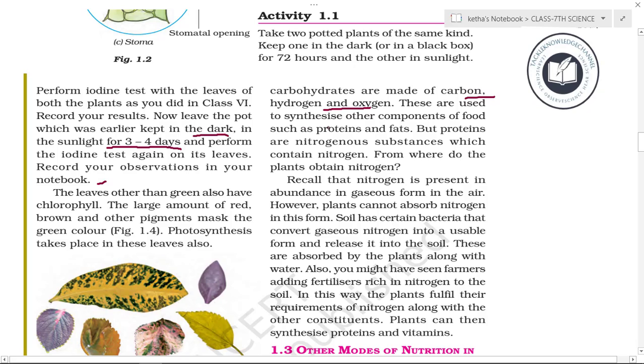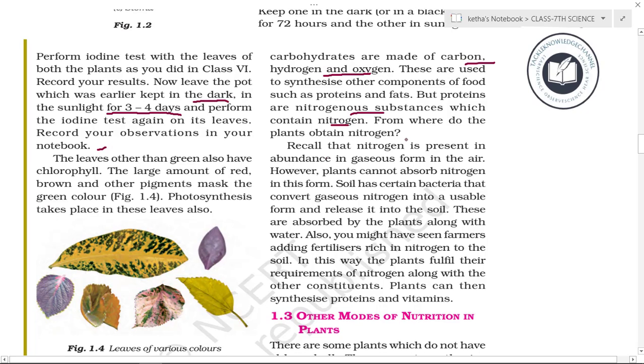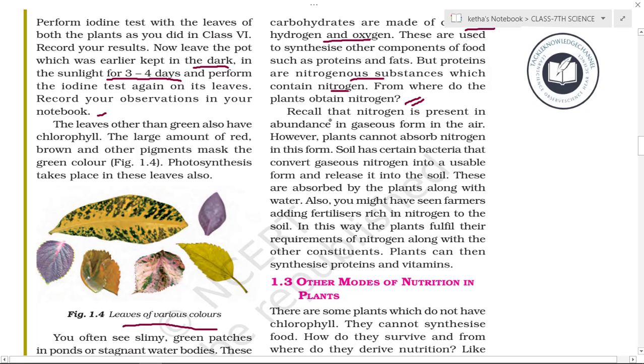Proteins are nitrogenous substances which contain nitrogen. From where do the plants obtain nitrogen? This is the question. Recall that nitrogen is present in abundance in gaseous form in the air.